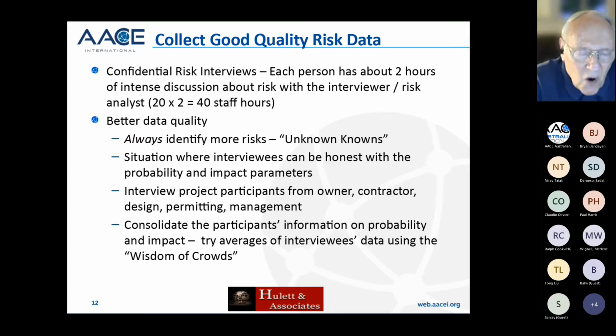We always identify more risks. Risks that are not in the risk register. Risks that I like to call unknown knowns. That is, these are the risks that are sort of the elephant in the closet and we can't talk about it. On the other hand, it's very important. If you really believe that you're in a confidential interview, people pipe up and they say these things. And sometimes these are the most important risks in the analysis.